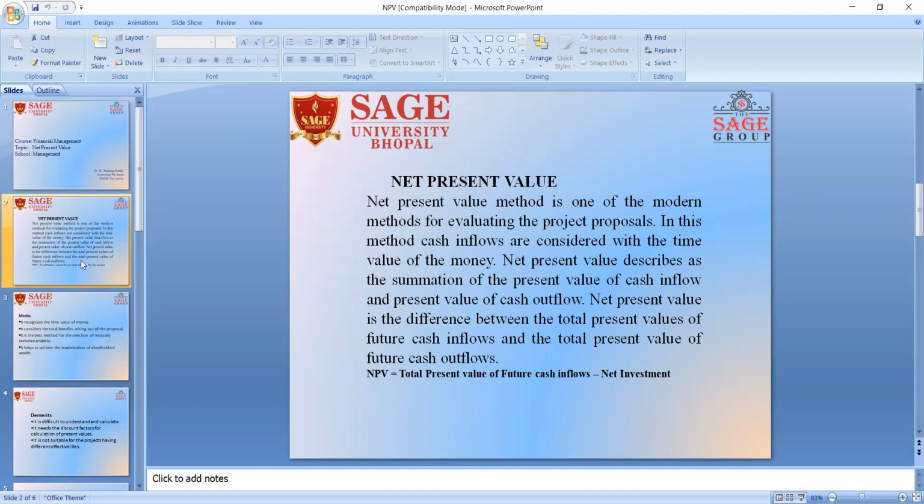In this method, cash inflows are considered with the time value of money, and net present value is described as the summation of the present value of cash inflows and the present value of cash outflows. So net present value is the difference between the total present value of future cash inflows and the total present value of future cash outflows.